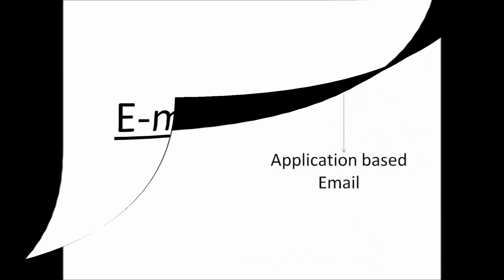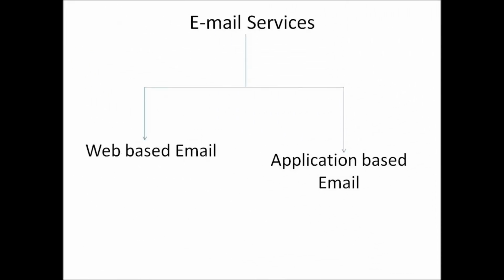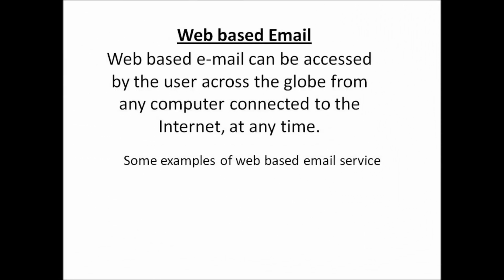Now, let's discuss the next service, that is email services. There are two types of email services. First one is the web-based email services, and second one is the application-based email service. Web-based email can be accessed by the user across the globe from any computer connected to the internet at any time.